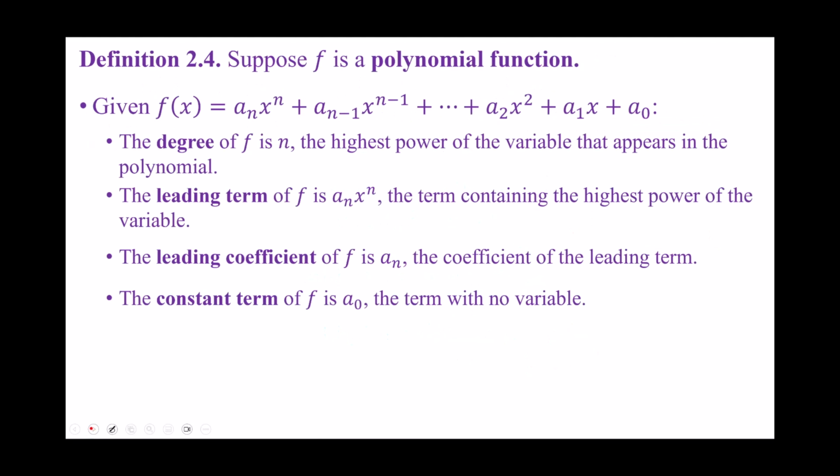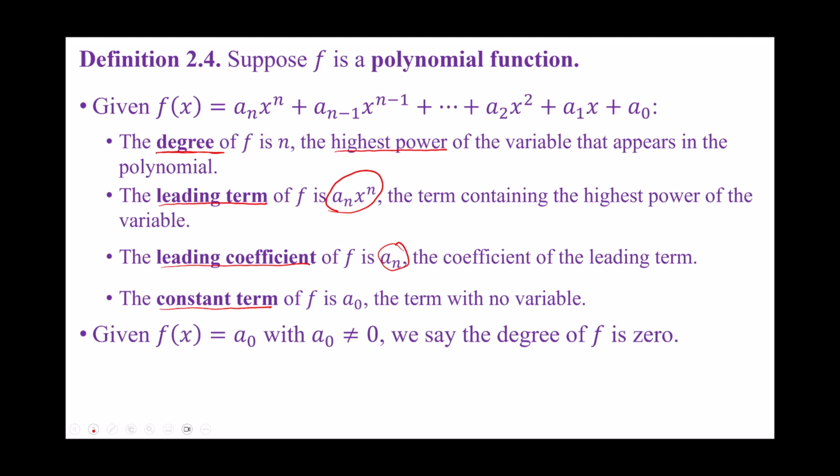Let's suppose we have a polynomial function in that same form we had before. The degree of f is n, so the highest power of the variable that appears somewhere in that polynomial. So the degree is the highest power. The leading term is the term with the highest power. And the leading coefficient is the coefficient of the leading term. And then the constant term is the term that doesn't have the variable, so just a constant.